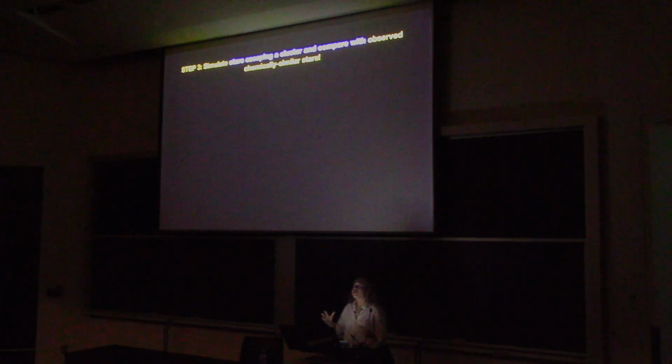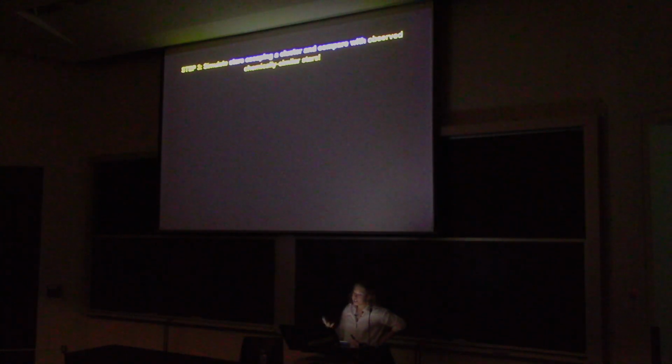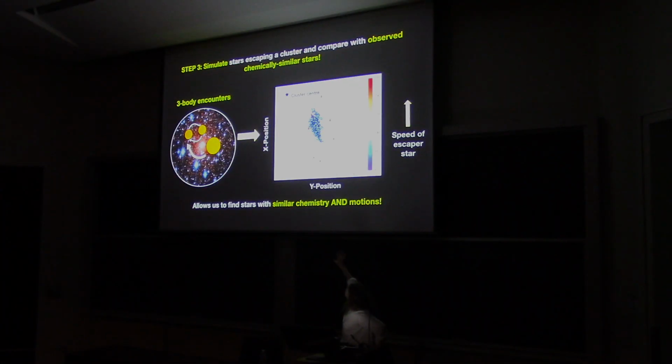But the thing is, we also said motions were important, right? We've only looked at chemistry up till this point. So this is where now you can simulate stars escaping a cluster and compare them and their motions to the stars that you just found that were chemically similar, okay? So we return to our favorite 3-body encounter. And for one cluster here, we can simulate where all of these stars would be, what their motions would be, what they would look like, where they would end up. And we can compare that to the stars that we just found that had the similar chemistry.